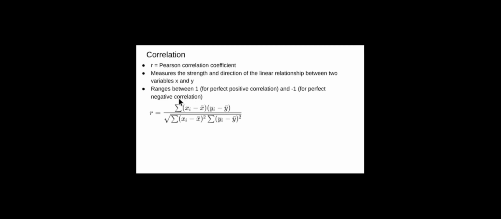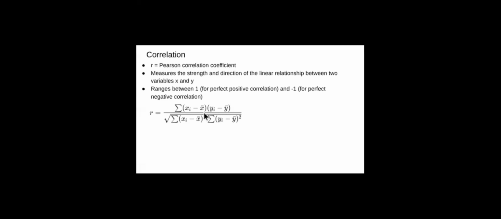This is a formula for R. It's equal to the sum of the deviations from the mean of the x variable times the deviations from the mean of the y variable, divided by the square root of the sum of the square deviations of the x variable times the sum of the square deviations of the y variable.